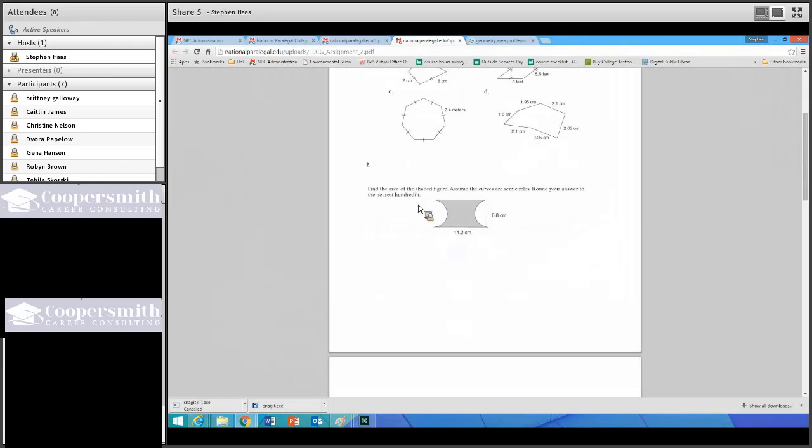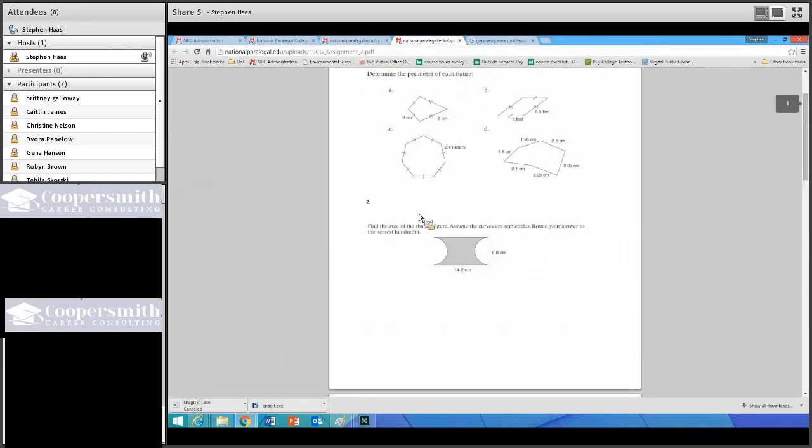For this problem here: find the area of the shaded figure. Assume the curves are semicircles. Round your answer to the nearest 100.